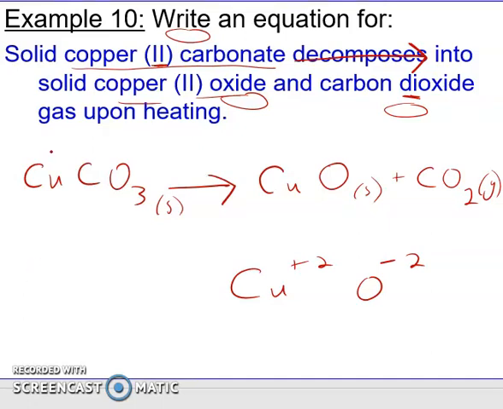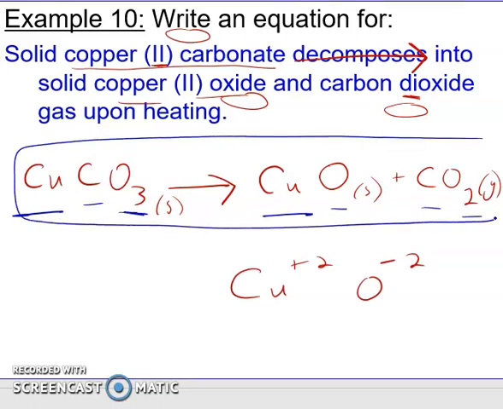And make sure the equation is balanced. If you take a look, the equation is balanced. There's 1 copper on the left, 1 copper on the right, a carbon, 3 oxygens on the left, 1 here and 2 there. Yeah, the whole thing is balanced. So the equation is complete.